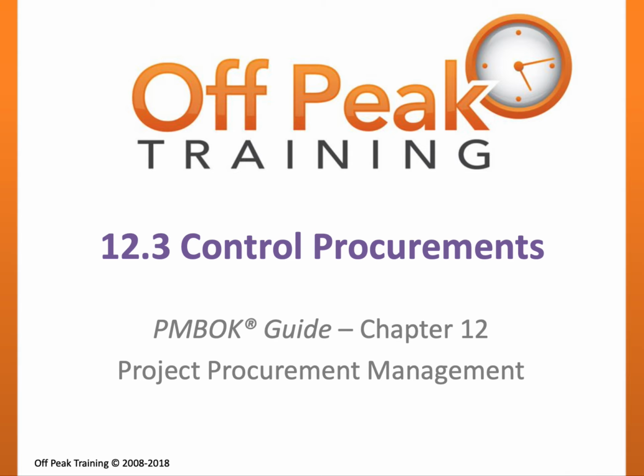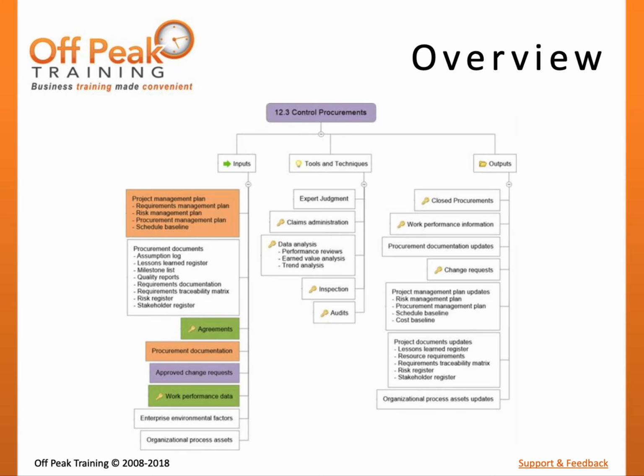We will learn the inputs, tools and techniques, and outputs of the control procurements process. Control procurements is the process of ensuring that both the buyer and seller meet the terms and conditions documented in the agreement between them. This process overlaps many other executing, monitoring, and controlling processes, such as direct and manage project work, perform integrated change control, and the control quality and control risks processes.